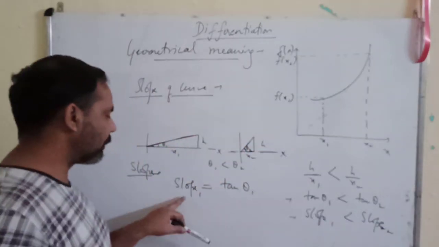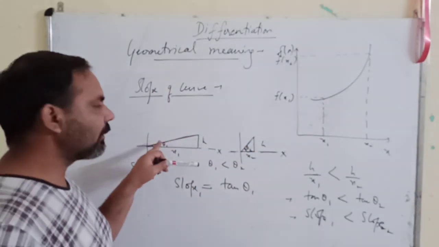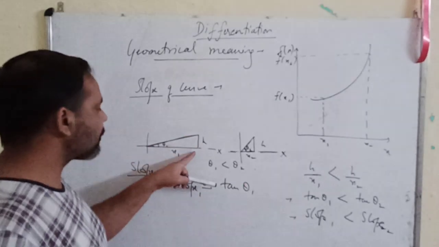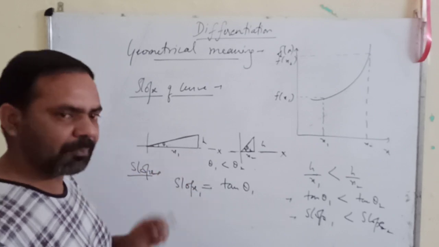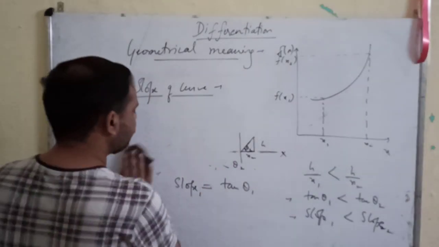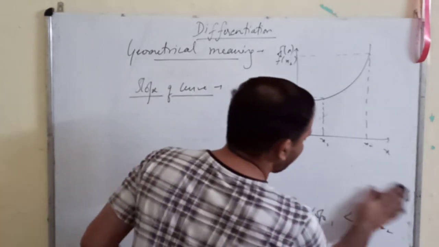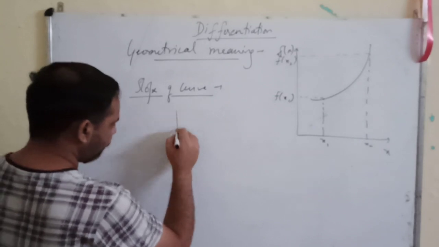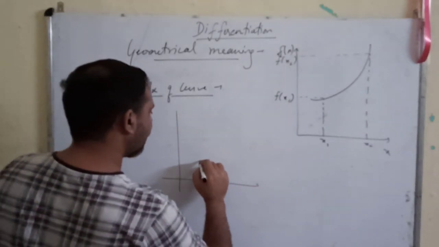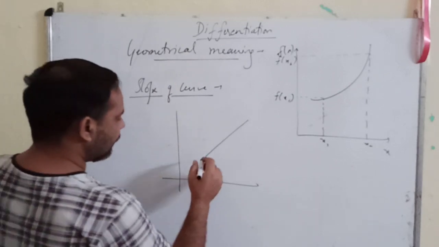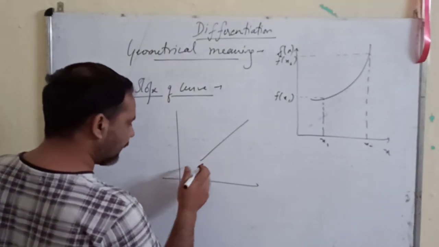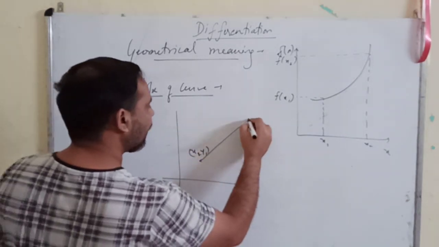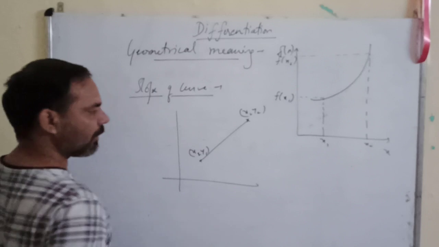So how do you find out the slope? Tangent of the angle made by the plane or the line or the curve with the positive direction of the x-axis. That is your slope. Now if you are not given the angle with the positive direction of the x-axis, and you have a line like this, suppose you are not given the angle but you are given 2 points, x1, y1 and x2, y2.